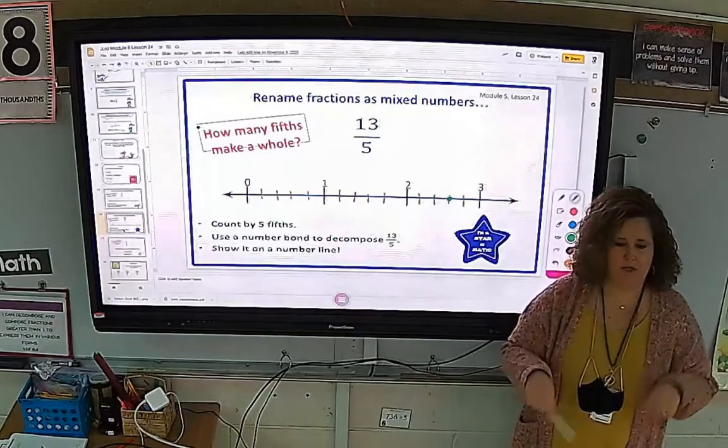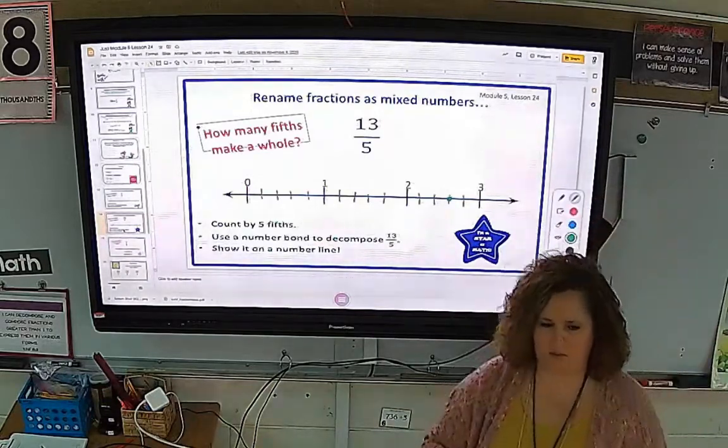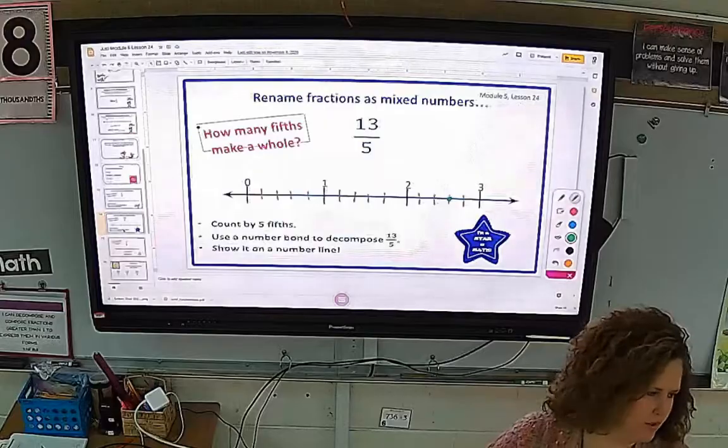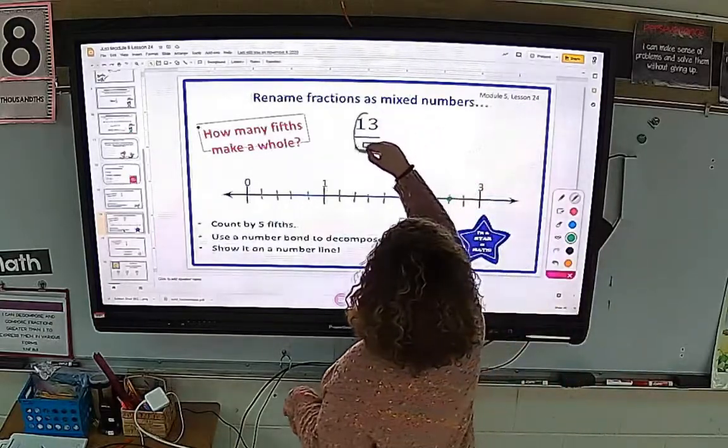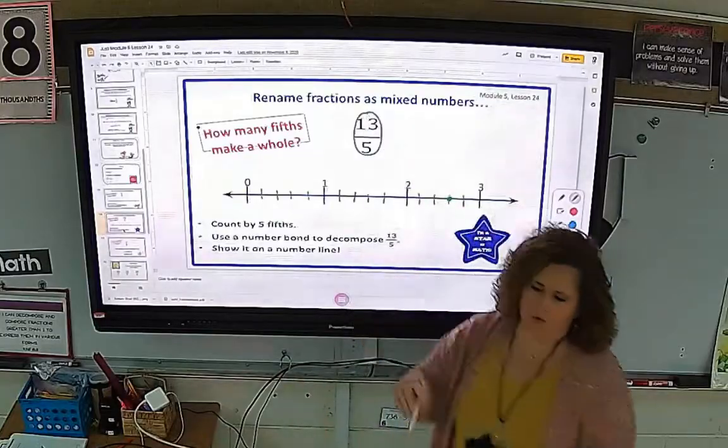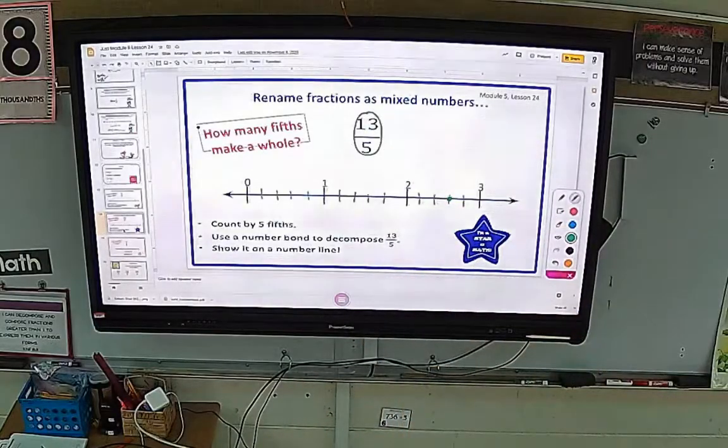Okay. But I do want you to get used to writing the number bond because we're going to do that way more than we're going to do the number line. So let's create a number bond right here. Somewhere on your board, write 13 fifths. But you need some space under it. So if you've written it way down at the bottom, you're going to need to erase it and move it somewhere where you've got a little more room.